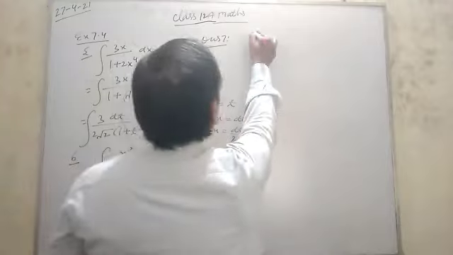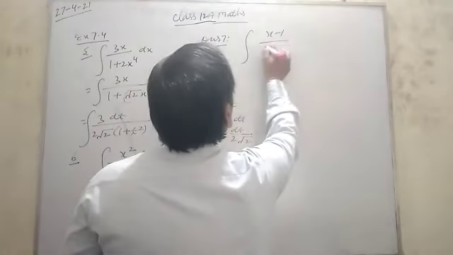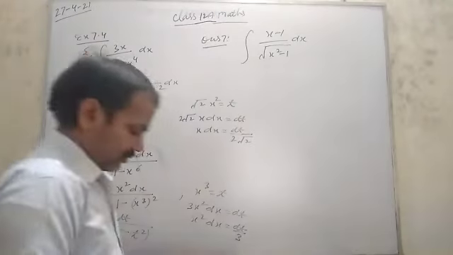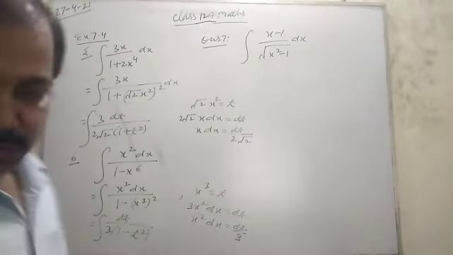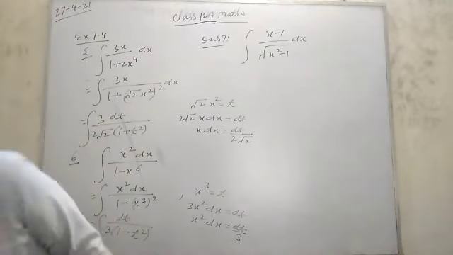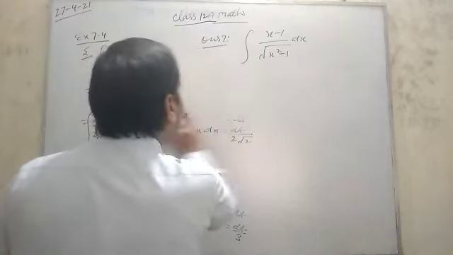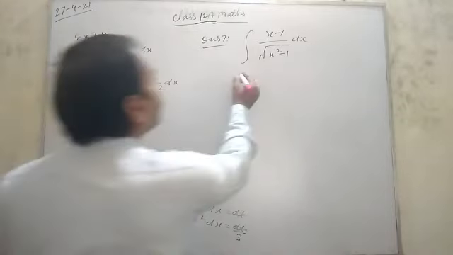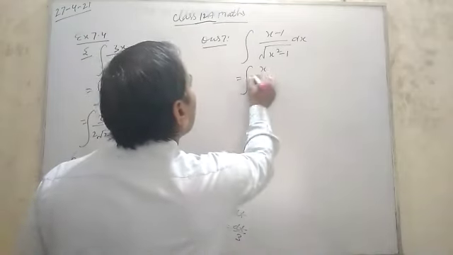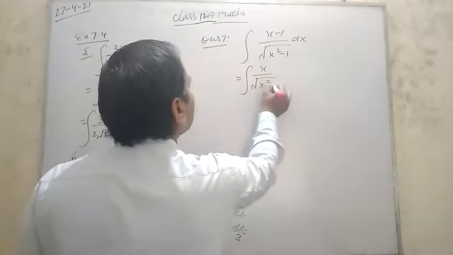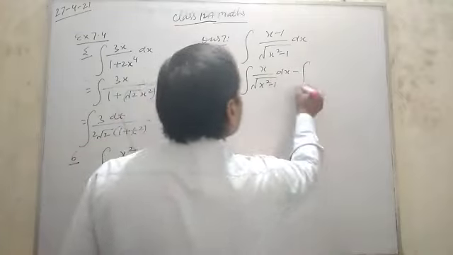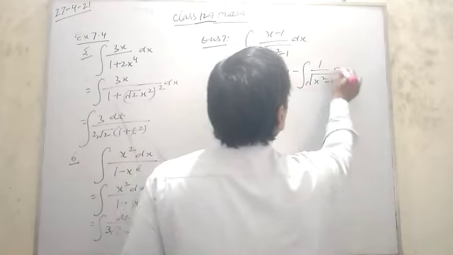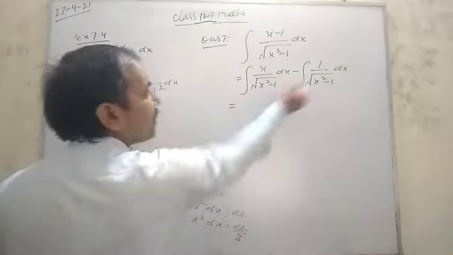Question number 7. x minus 1 upon under root x square minus 1 dx. Okay. So this you can do by 2 ways. Okay. So there, first way, divide separately. Okay. Means x upon under root x square minus 1 dx minus 1 upon under root this. So this is formula and second one.